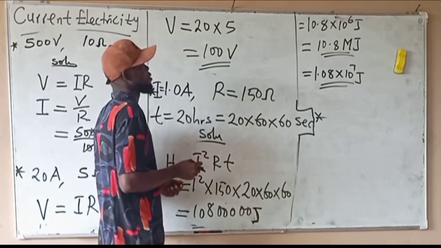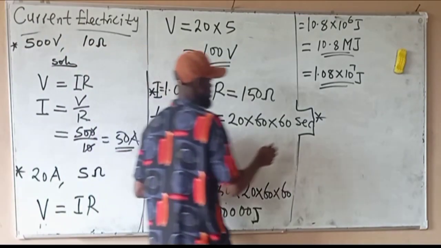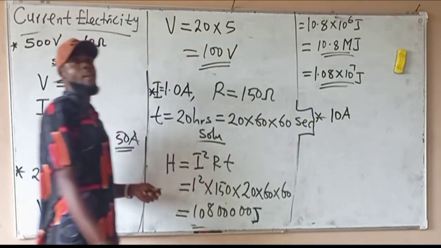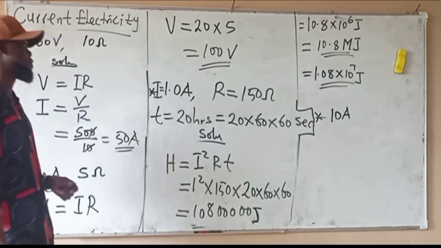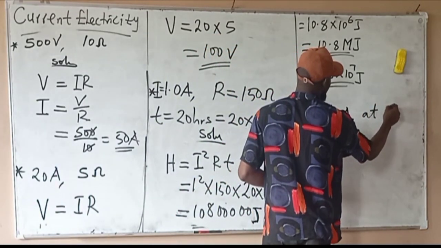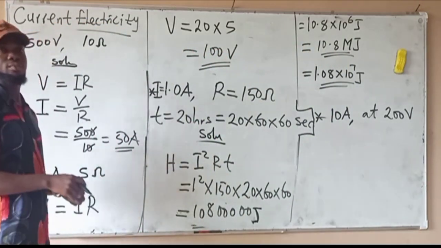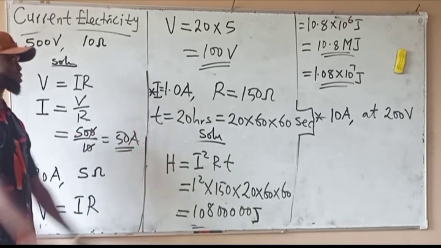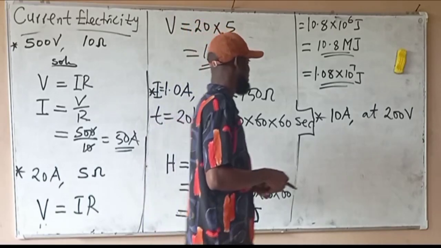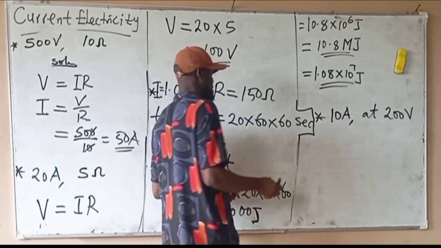A wire carries a current of 10 ampere at 200 volts. Calculate the resistance and conductance of this wire. What will be the resistance and what will be the conductance?